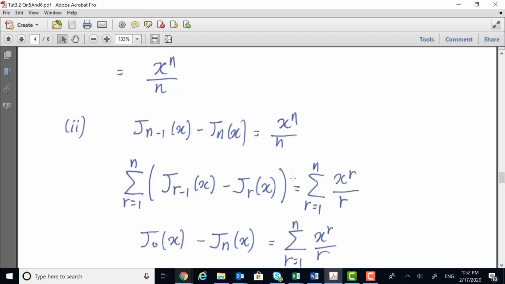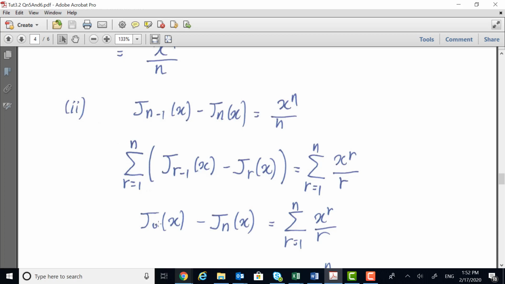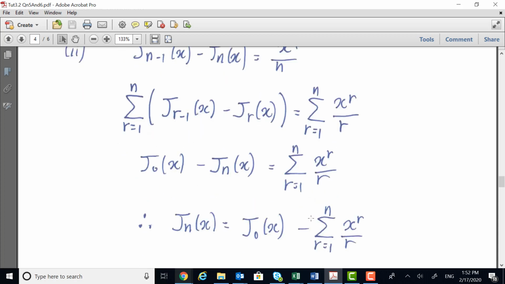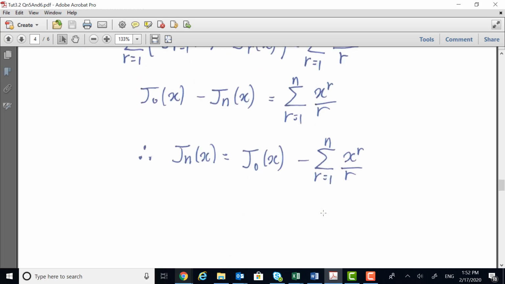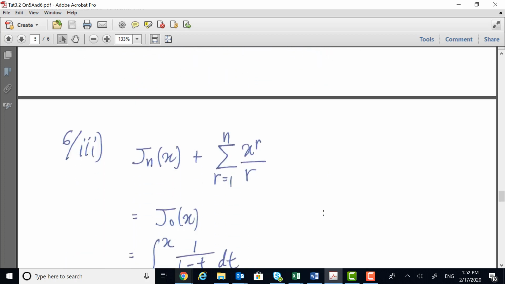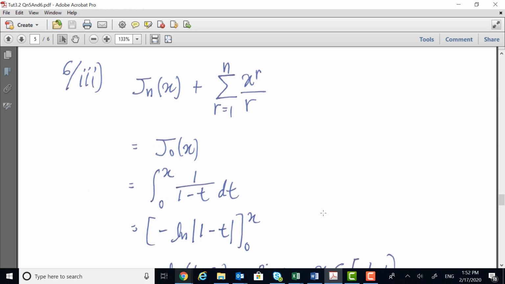If you actually list out the left hand side and do the cancellation, you find that you're left with only J_0 and J_n. So we have proven that J_0 minus J_n is equal to this summation, and this is the expression that they want: J_n is equal to J_0 minus a certain polynomial of degree n.